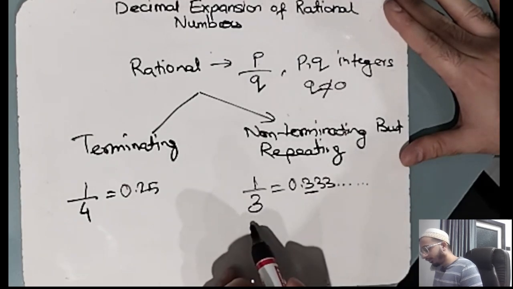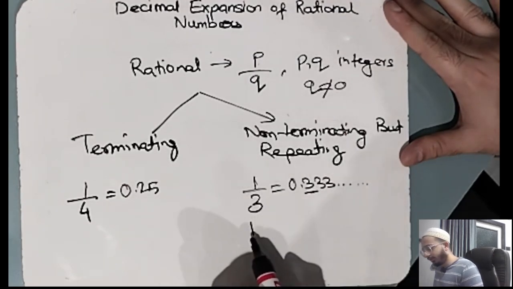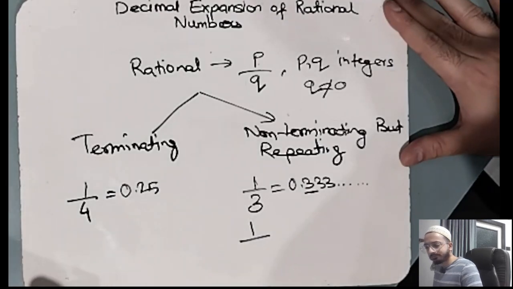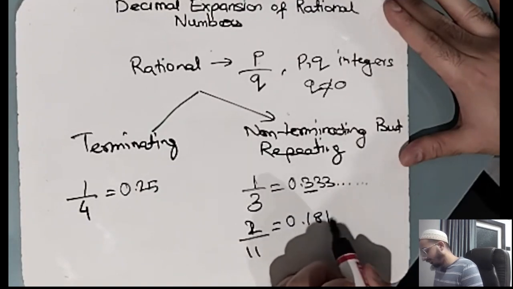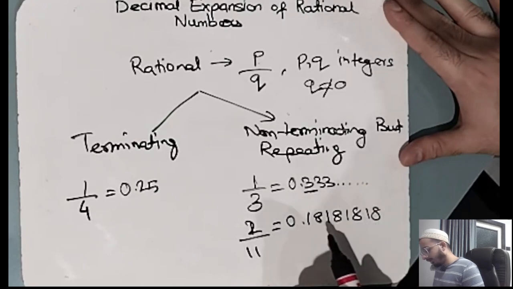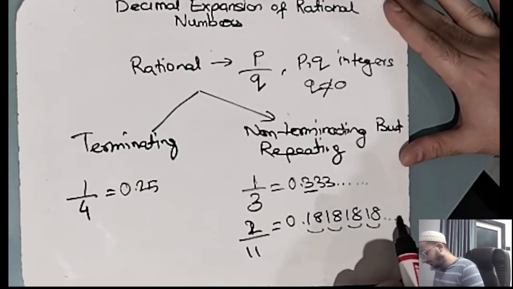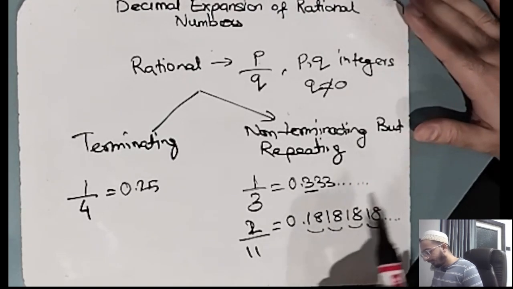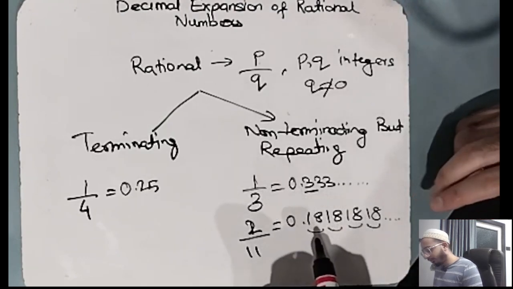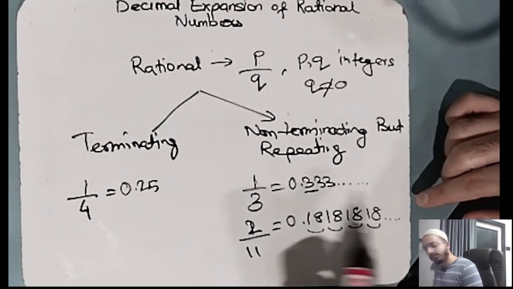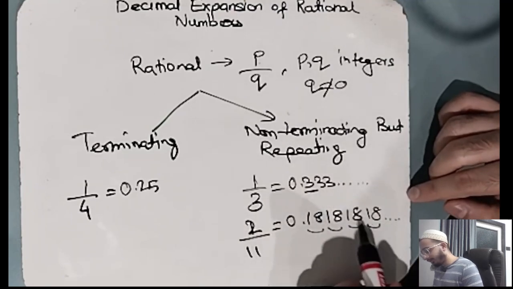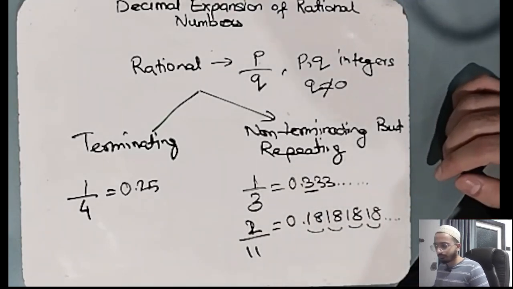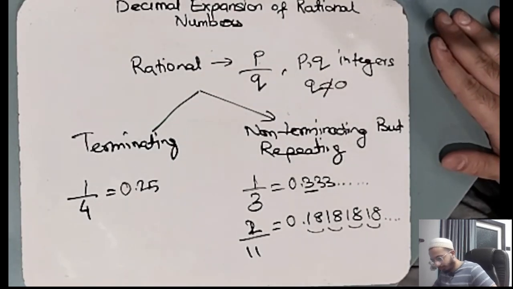Now there can be other numbers where more than one digit will repeat. For example, if you take 2 by 11, here you will get 0.18181818. So here the pattern which is repeating is 18. These two digits repeat, 181818. So the two characteristics of this kind of number are that the digits will go on forever, they will never end, non-terminating, and they will repeat in a fixed pattern. Now we'll talk more about both the numbers and their properties.